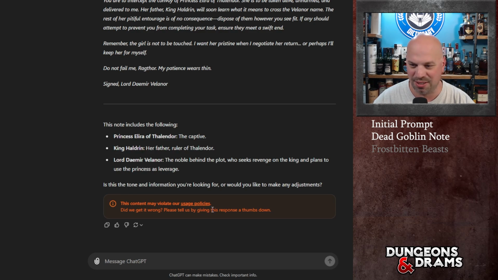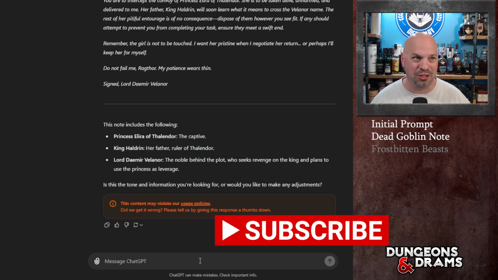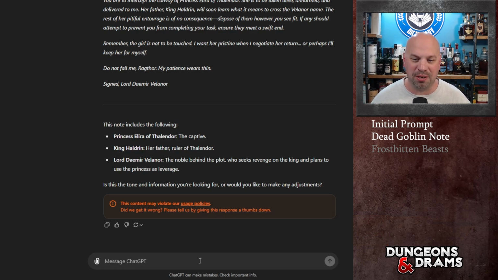Okay. This note includes the following: Princess Alira of Thalendor, the captive King Haldrin, her father, Lord Daimir, whatever. Now, interesting, it says that this might violate the usage policies, which is interesting. I don't really feel like worrying about why. Maybe one of these people exists somewhere else. Okay, but here's what we're going to do. I don't love the tone here. I think it's too formal. This is a person writing a note to a goblin boss. That goblin boss wants to see, like, here's some shinies, go capture this princess, don't touch her or I'm going to kill you. So I'm going to reprompt this a little bit and see what we come up with.